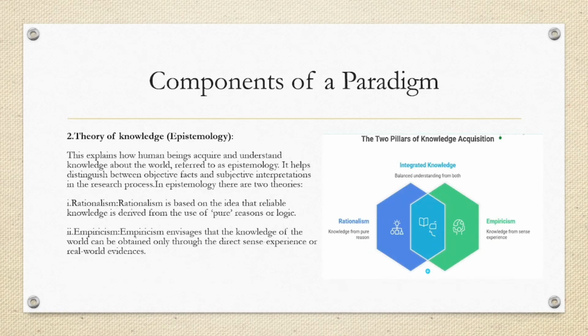The second important component is epistemology, which refers to the theory of knowledge. Epistemology explains how human beings acquire and understand knowledge about the world. There are two main theories within epistemology. The first is rationalism, which argues that reliable knowledge is derived from reason, logic, and intellectual thinking. The second is empiricism, which suggests that knowledge is obtained through direct observation and real world experiment.